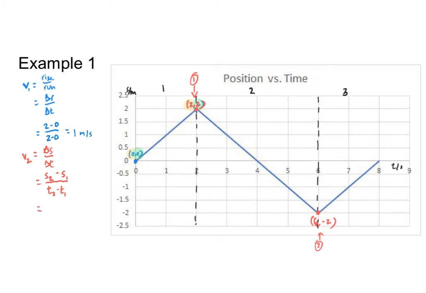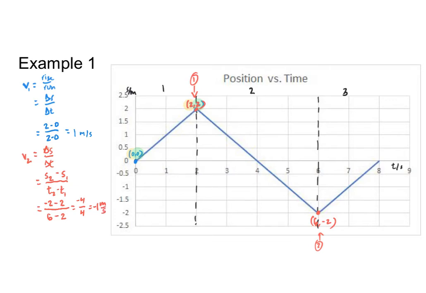So my second point is at the value 6, -2. So my position there is -2. And from that, I'm going to subtract my first point, which is at 2, 2. So my y value, my position, is 2. So -2 minus 2 over 6 minus 2, which are my two time values. So that gives me -4 over 4, or -1 meters per second.